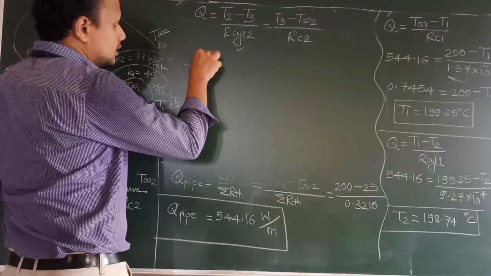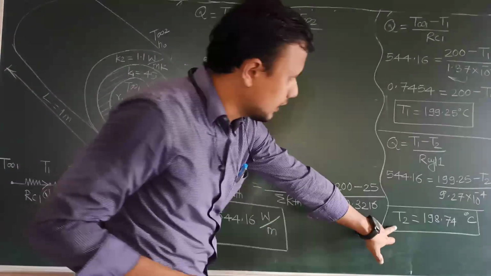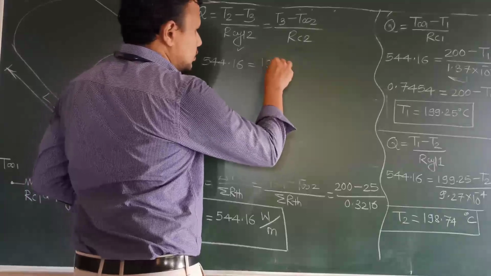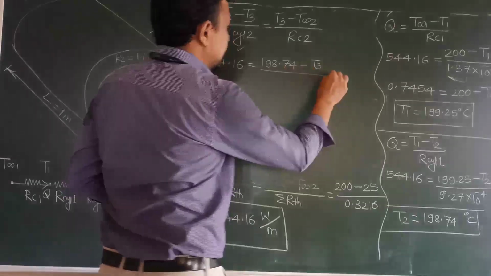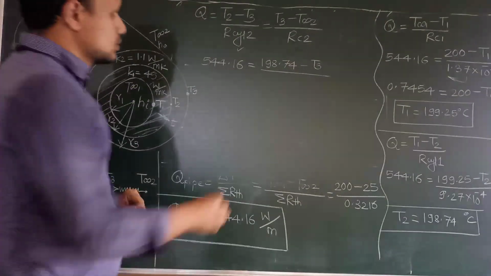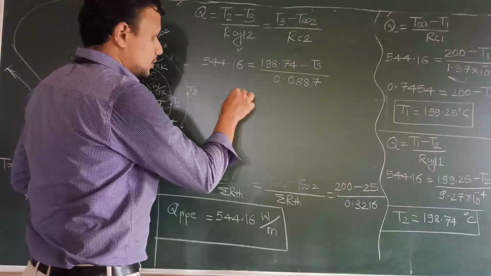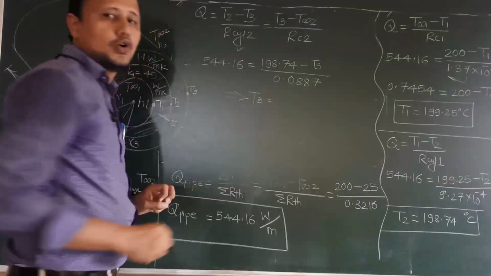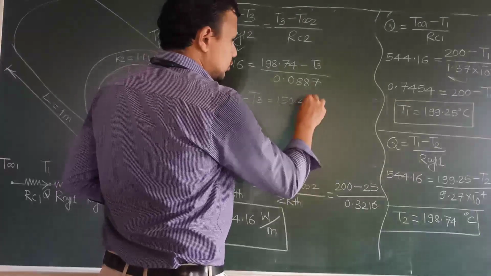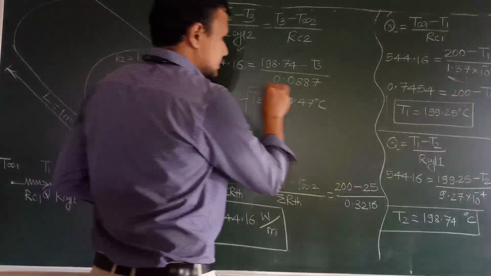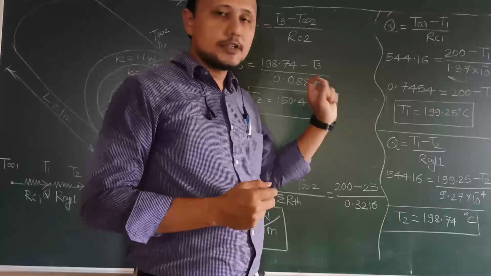So Q is known to me. So 544.16 is equal to T2, which I have calculated, 198.74, minus T3, not known to us, divided by the second conduction resistance of cylinder, which is 0.0887. When I perform the calculation, I get the value of T3. So T3 comes out to be 150.47 degree Celsius.